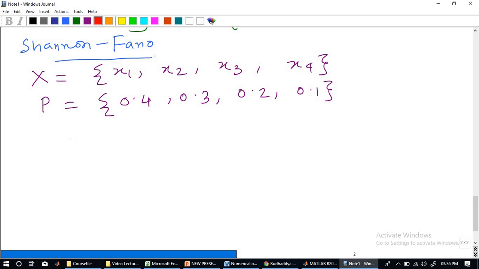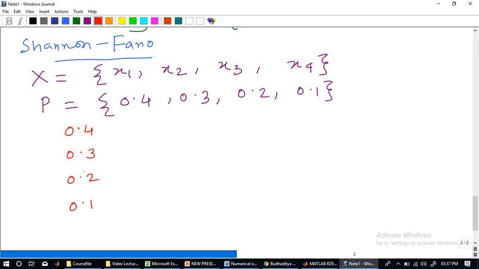So it's the same question. What we are going to do is, we will arrange the probabilities in this manner: 0.4, 0.3, 0.2 and 0.1. Now, we will divide the probabilities into sets such that the summation of the elements in each set is almost equivalent. That's the rule. You don't have to write this down. Basically, we have to divide these probabilities into two different sets such that both sets have total probabilities almost equal.